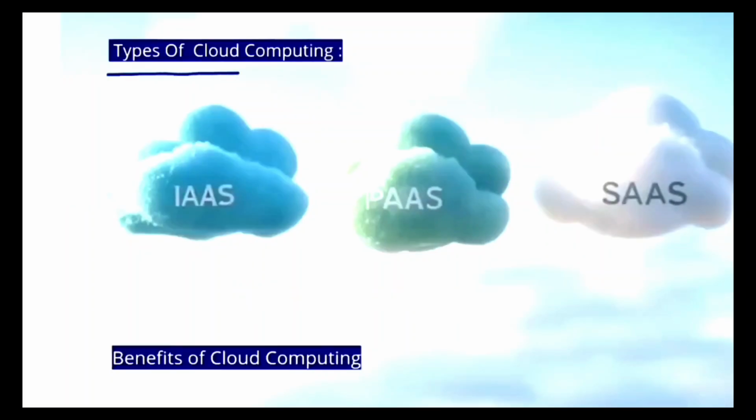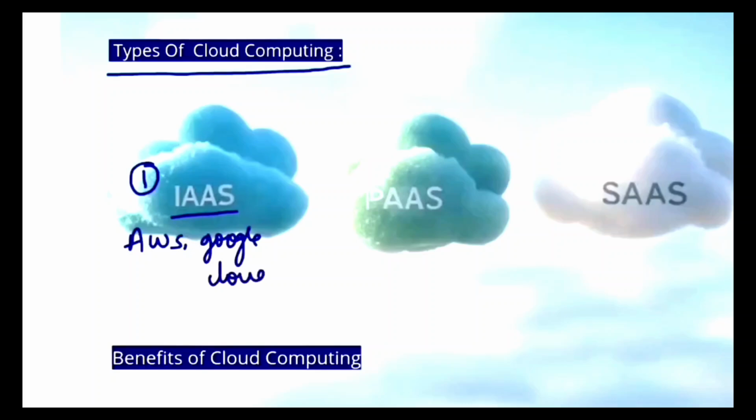Let's see the types of cloud computing. The first one is IaaS, that is infrastructure as a service. Examples for this are AWS or Google Cloud. Yes, these are examples of infrastructure as a service. Using this, we can rent virtual computers instead of buying servers.